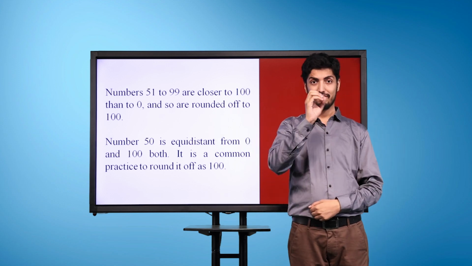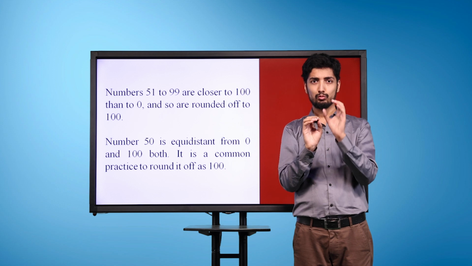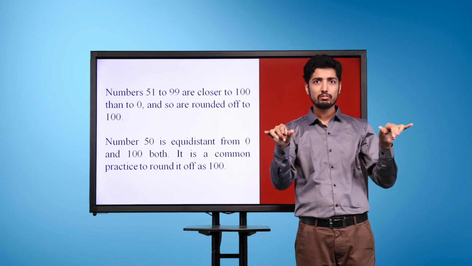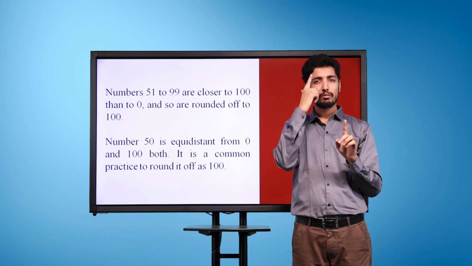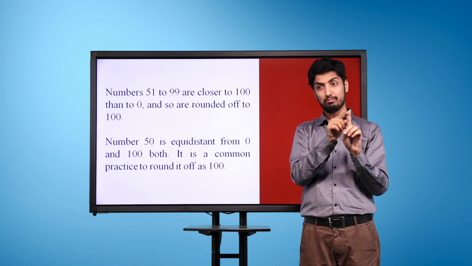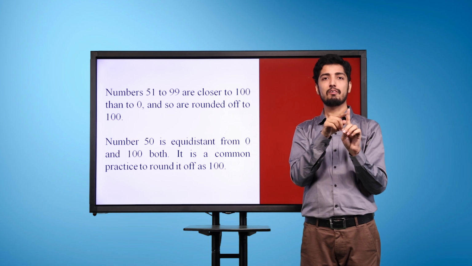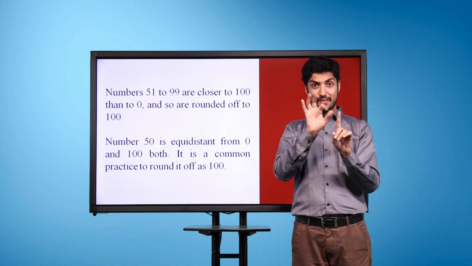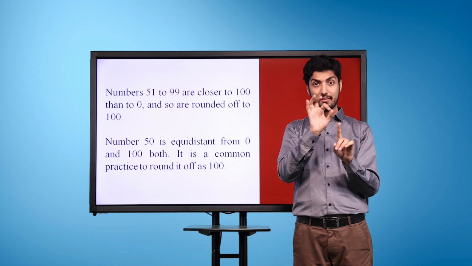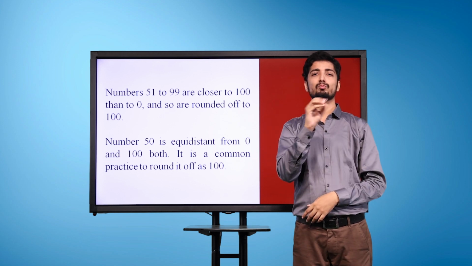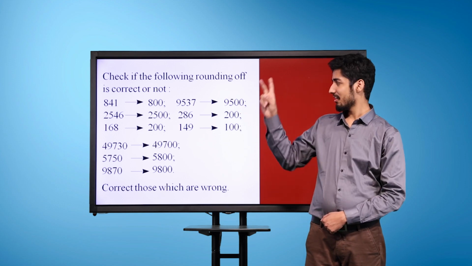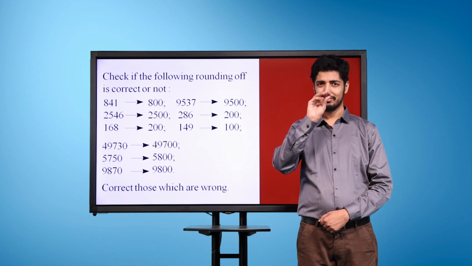Number 50 is equidistant from 0 and 100 both. It is a common practice to round it off as 100. Check if the following rounding off is correct or not.